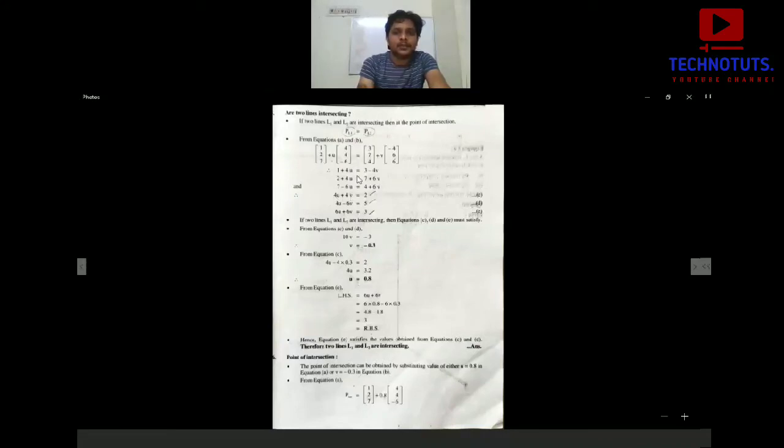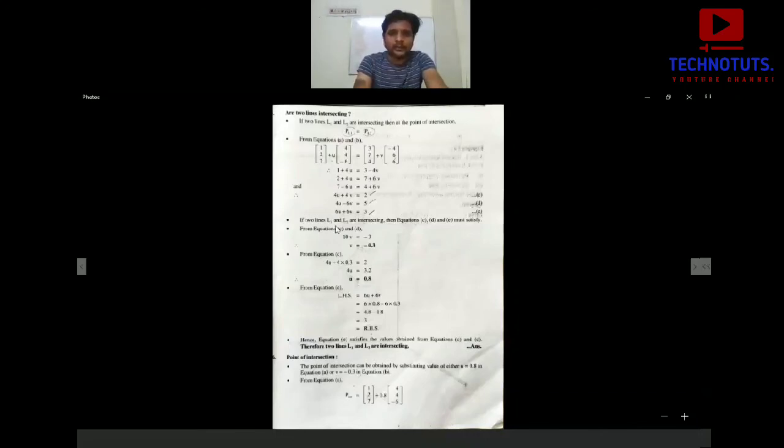So, from the first equation, let us take this v on the left side and this one on the right side: 4u plus 4v is equal to 2. From the second equation, let us take this 6v to the left side: 4u minus 6v is equal to 7 minus 2, that is equal to 5. And from the last equation, 6u plus 6v is equal to 7 minus 4, that is equal to 3. By solving these equations, we will get the value of u and v.